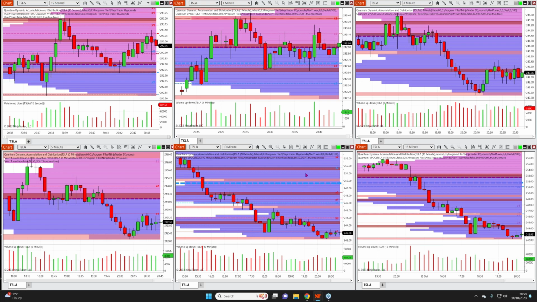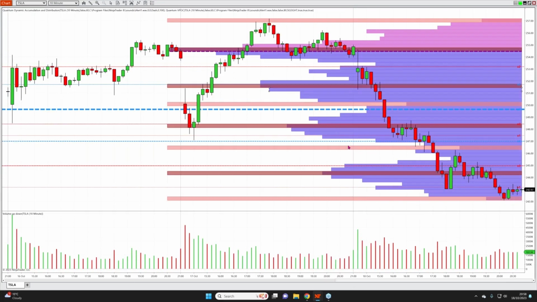But this is basically what's been going on with Tesla. Just open the 10-minute, all pretty much the same. And again, I've got 2 indicators on here. I've got the accumulation distribution, and I've got the volume point of control. So these levels here, this is a strong level of support and resistance. These thicker levels, these thinner levels, much the same. Weaker levels of support and resistance.